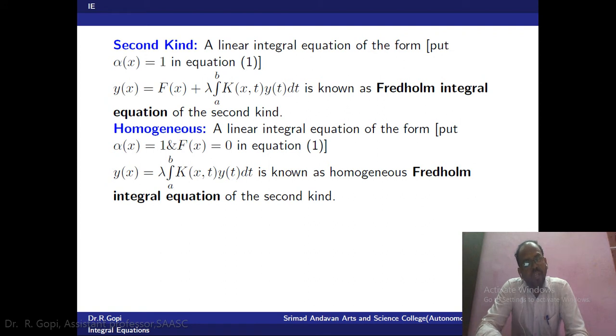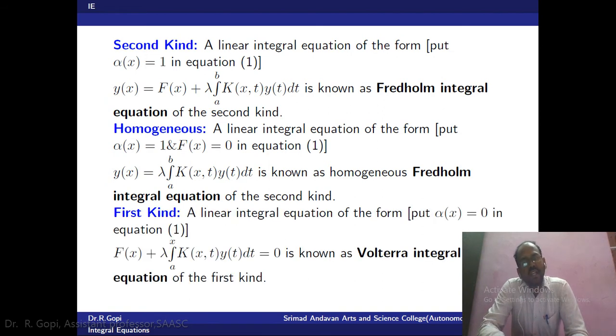So what do we mean by first kind? Alpha of x equal to 0 and f of x equal to 0, then the equation is called the Fredholm integral equation of the first kind. So that is the difference between first kind and second kind. Then first kind, a linear integral equation of the form: in equation 1, alpha of x equal to 0 and f of x equal to 0, that is nothing but a Fredholm integral equation of the first kind.